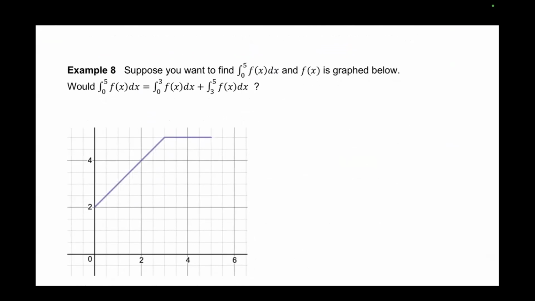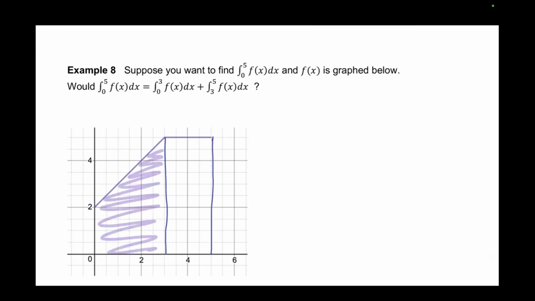All right, this one's a little bit fancier. If I want the integral from 0 to 5, could I find the integral from 0 to 3 and the integral from 3 to 5? In other words, I'm going to break it up right here. Here's the integral from 0 to 3. Here's the integral from 3 to 5. I think it's pretty clear that if I add those two areas, I get the big area. So the answer is yes. Those would be equal.